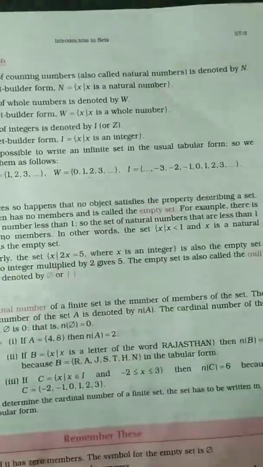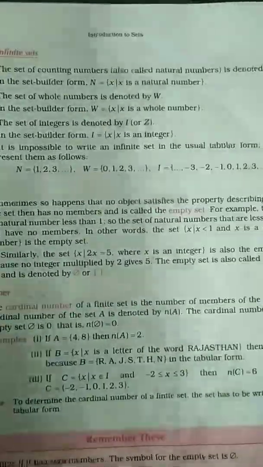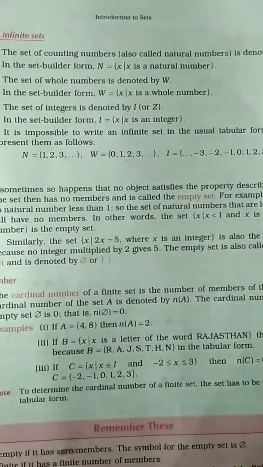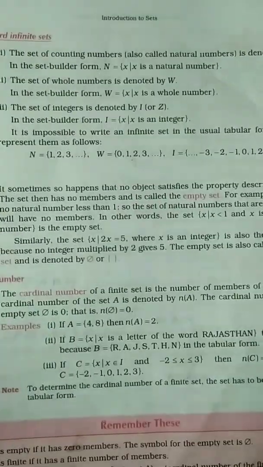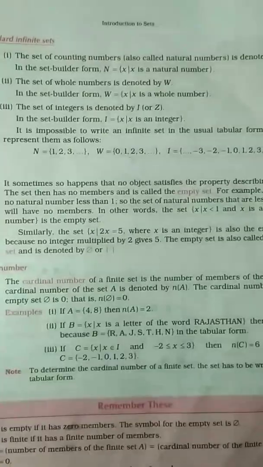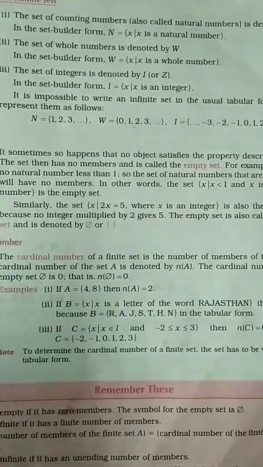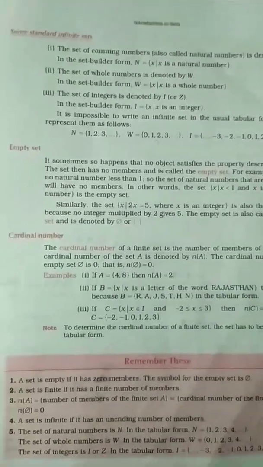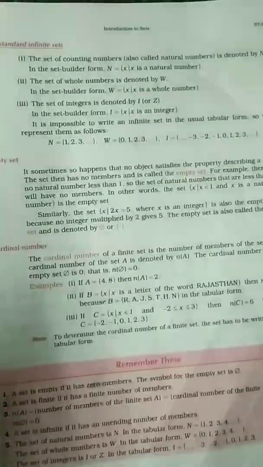Members means 3. Suppose the set is Y, capital letter Y. The members inside the set, maybe you have to count them: 1, 2, 3, 4. How many members are there? You will be writing n of Y is equal to 5 like that. This is cardinal number. It is an important topic. You may get questions in this also.